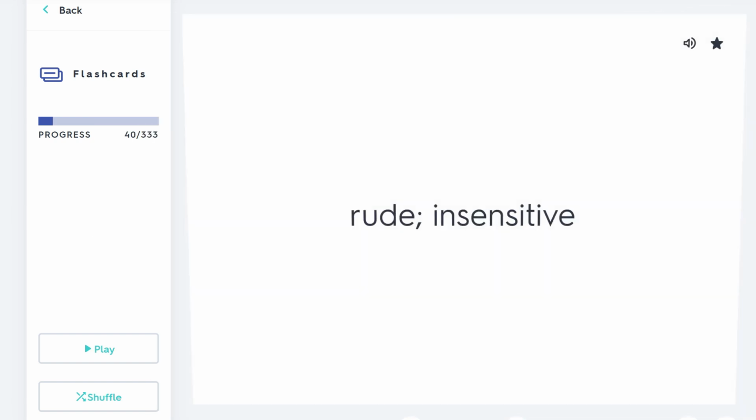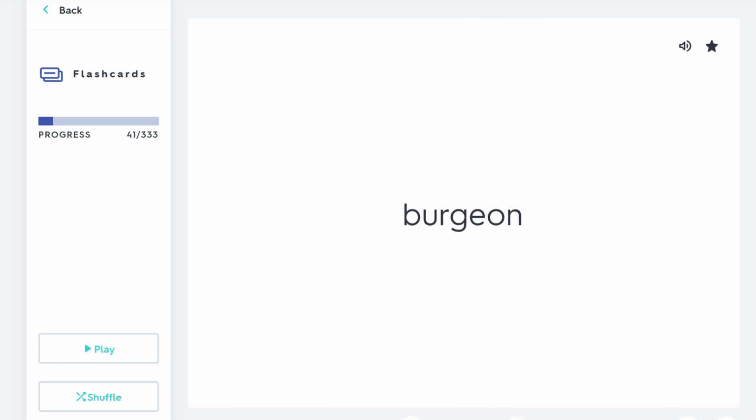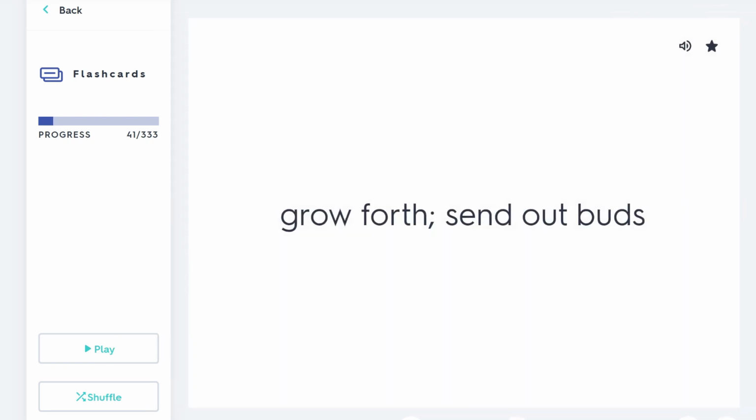Boorish. Rude, insensitive. The drunken man was truly boorish. Burgeon. To grow forth, send out buds. It's a burgeoning company, really growing fast. New, but growing. Burgeoning or burgeon.